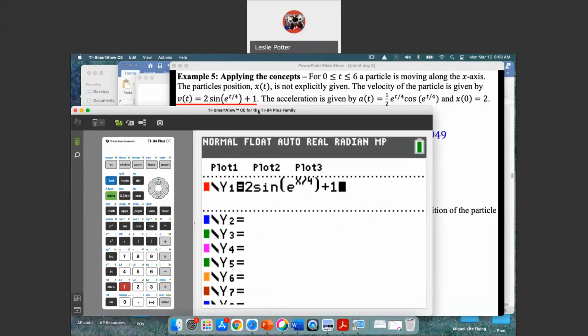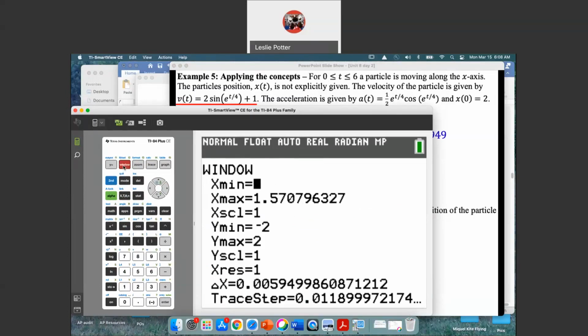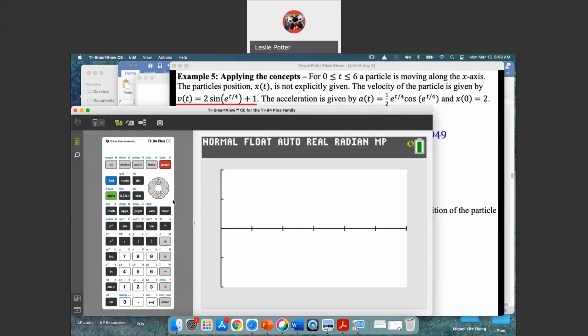Now the other thing I'm going to do is restrict my domain from 0 to 6. So that means restrict my window. X min is 0 and x max is 6. That way I'm only looking at what I should be looking at. Trig functions oscillate, so we don't want to look at too much. Okay, so let's graph this.